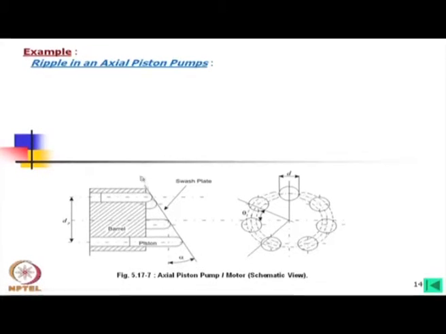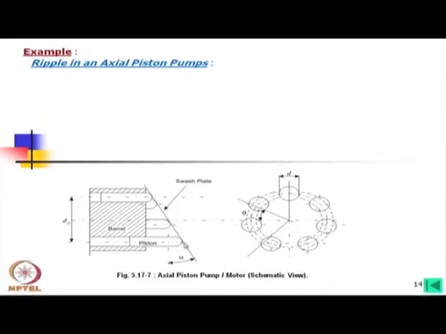Now, this plate is called the swash plate. This can be made fixed, or this can be made variable in angular displacement. That means this alpha can be varied. In the case of a variable pump or motor, this can be varied. In the case of fixed, this alpha we keep fixed. This is the tilting angle of the swash plate.